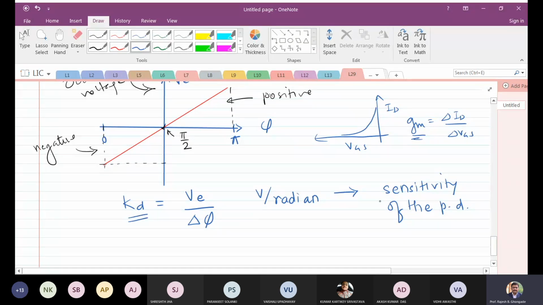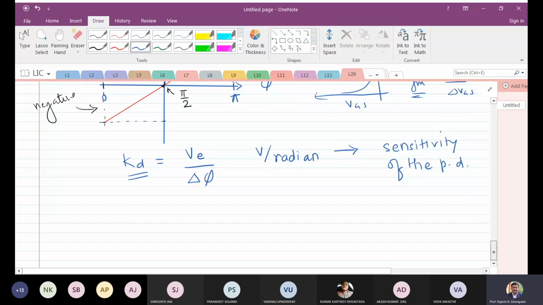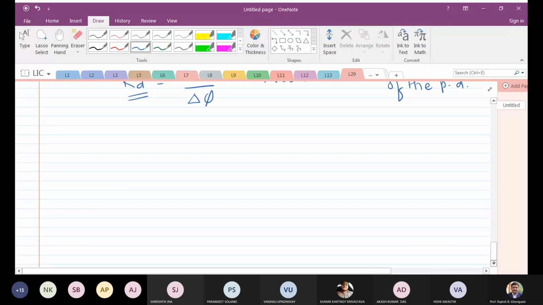So when do you say that the phase sensitivity is more? When the ratio, KD itself, is more, isn't it? Okay. So this is one thing which you should know. Now there is something called as phase frequency detector.